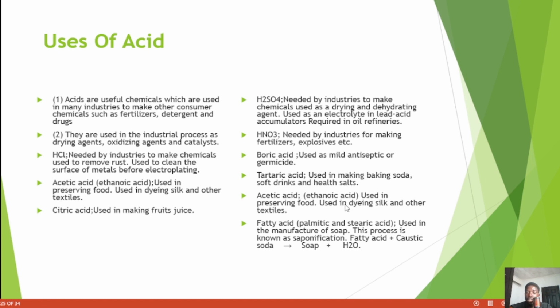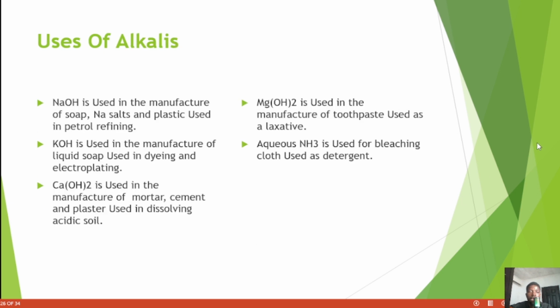Acetic acid, which is also ethanoic acid, is also used, as we mentioned, in preserving food. This should be a repetition of what we wrote earlier. And then finally, fatty acid is used in the manufacture of soap. This is a process known as saponification. Let's now consider the uses of our base. Base, as we know, is used in manufacture of soap, and the process is known as saponification. You also have that sodium salts and plastics produced from the base are used in petrol refinery.